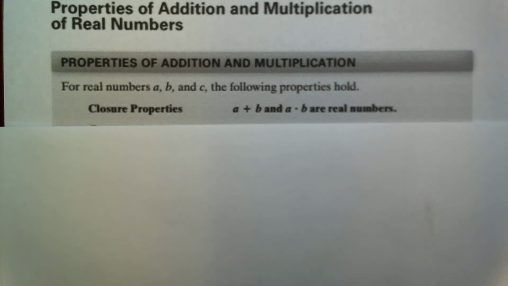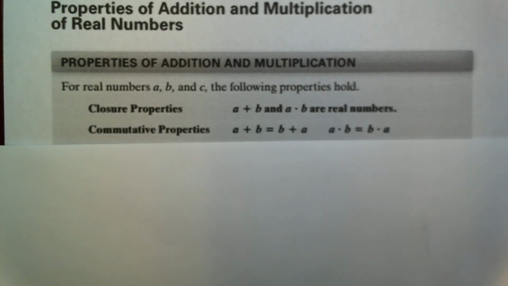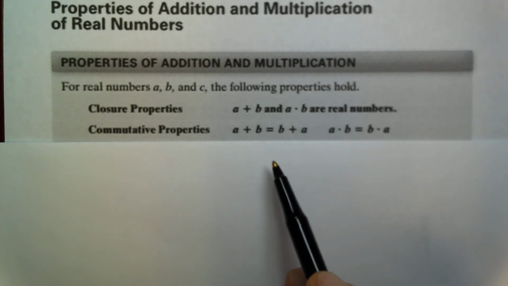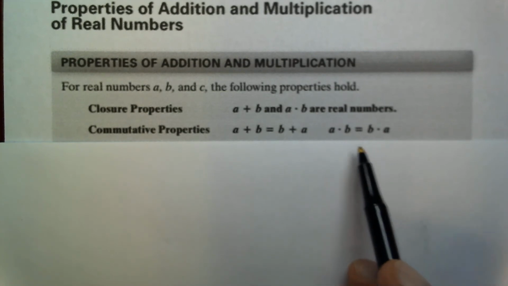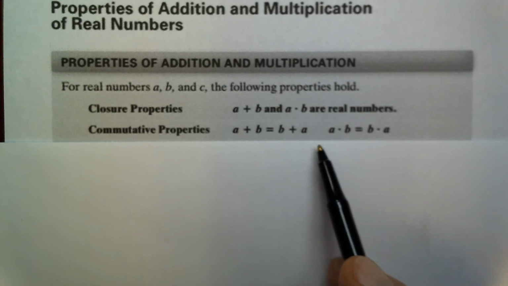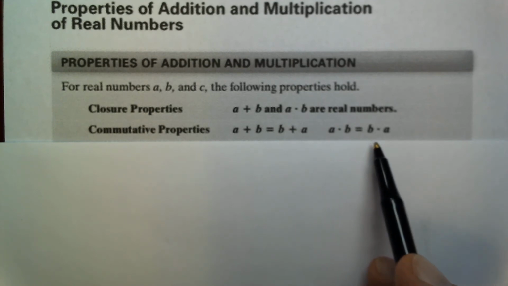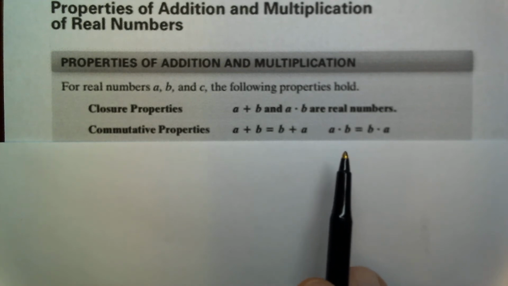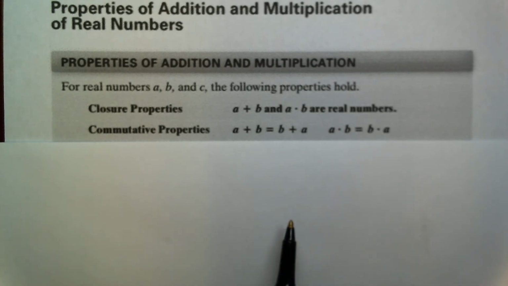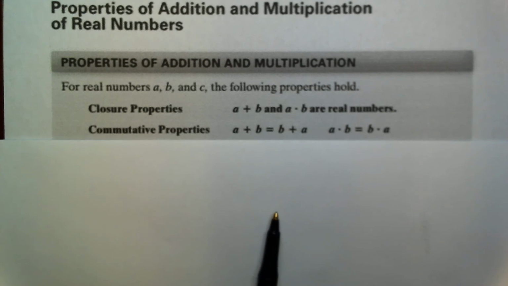The other property that's critical is the commutative property of addition and multiplication. And that means two numbers may be added or multiplied in either order without affecting the result. A plus b equals b plus a, and a times b equals b times a. That, by the way, is not true for subtraction or division. It is true for addition, though, and multiplication.